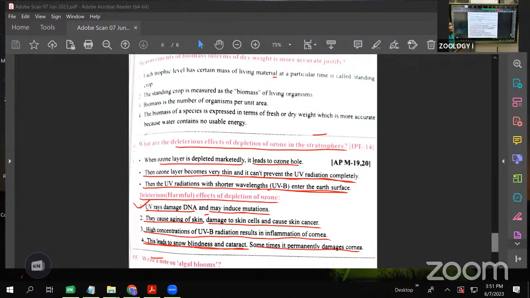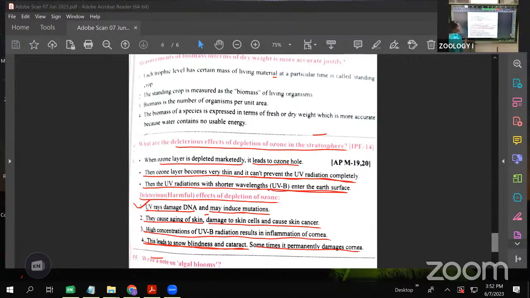When the ozone layer is depleted or becomes thin, automatically the ultraviolet rays fall on the earth. The ultraviolet rays are mainly of three categories: ultraviolet A, ultraviolet B, and C. The shorter wavelength, ultraviolet B, enters the surface. They are causing the harmful effects. What is it?